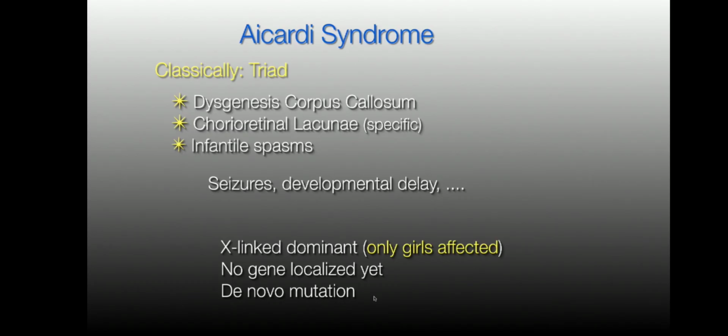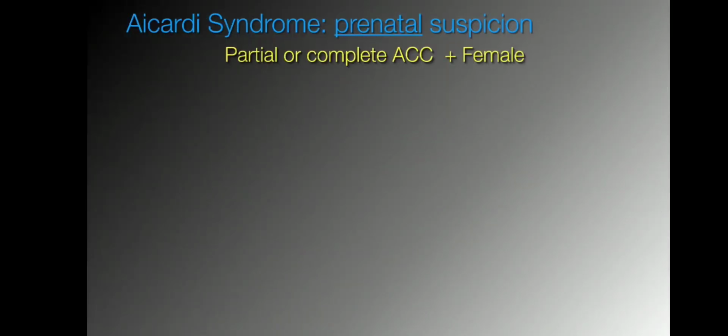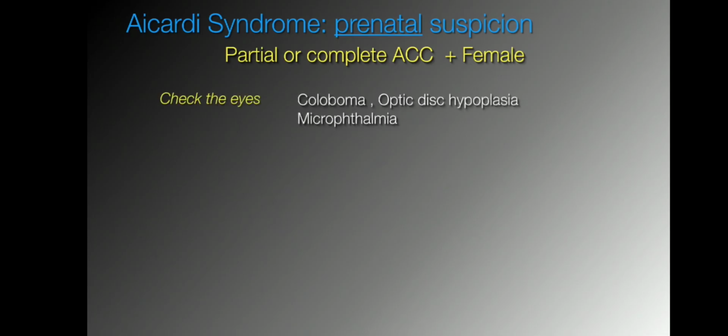But later on, there was an update on what is called Aicardi syndrome. You can refer to OMIM and the GeneReviews. Today, I recommend you look at these conditions because typically they may also have eye anomalies. So if you see an agenesis or dysgenesis of the corpus callosum in a female, look at the eyes. Do you find the coloboma? Do you find microphthalmia?